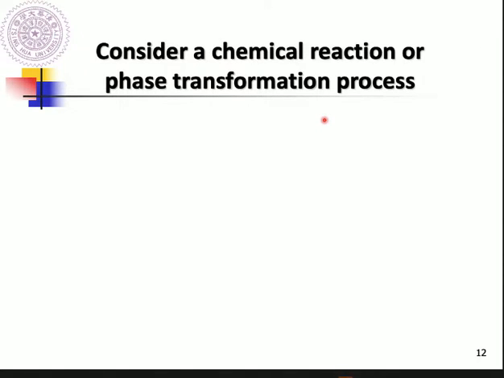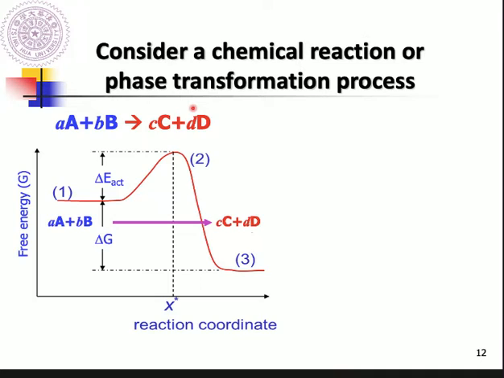Okay, so let's consider a chemical reaction or phase transformation process. So we will have some idea of what the driving force is and what the inertia of the system is. So this is a chemical reaction: reactant A reacts with reactant B, then we will produce products C and D.